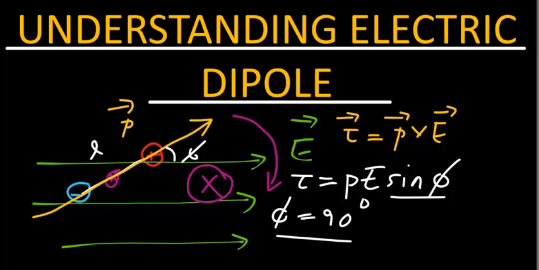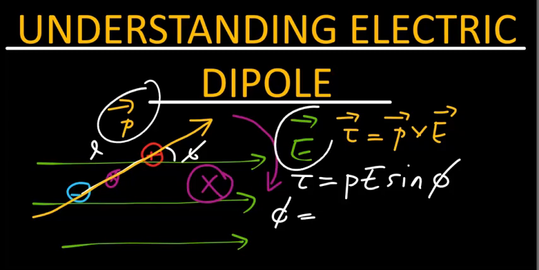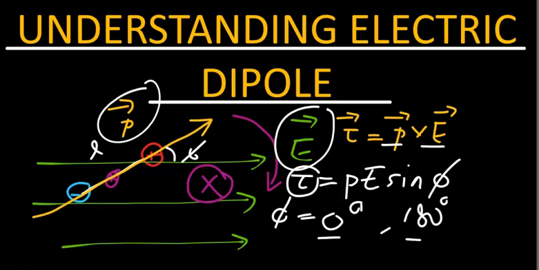Sine 90 equals 1, and that would make tau maximum. And the torque tau is 0 when these two vectors are parallel or antiparallel to each other. When P is parallel to E, the angle between them is 0. When they're antiparallel to each other, the angle between them is 180 degrees. So sine of these two angles are both 0. That would make torque 0 for these two configurations.